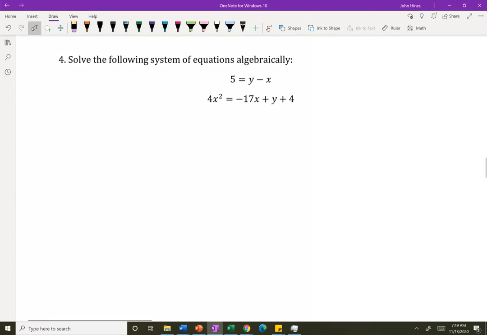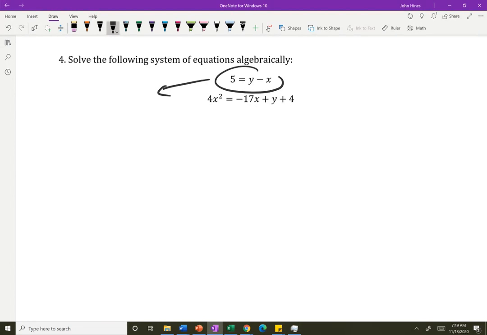All right, this was on my Algebra 2 Trig Regents way back when I took this test. This was my 6-point question. Let's see how we do here. Solve the following system of equations algebraically. So I have some sentimental connection to this problem here.